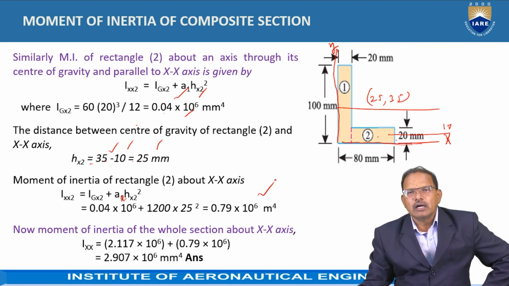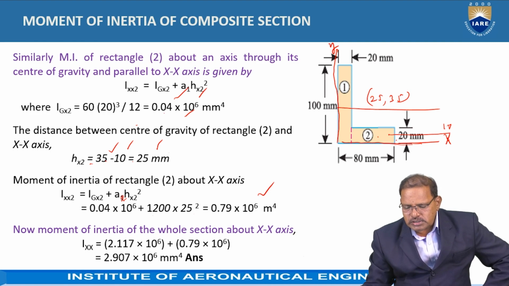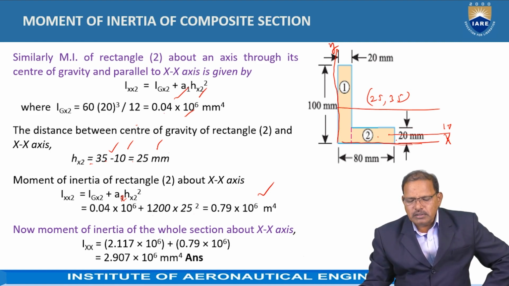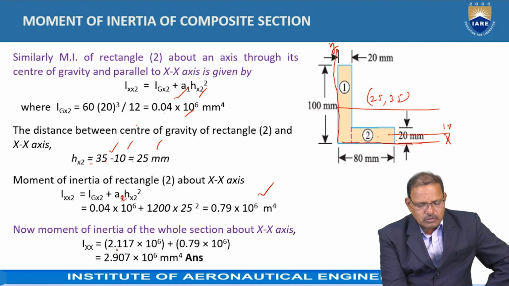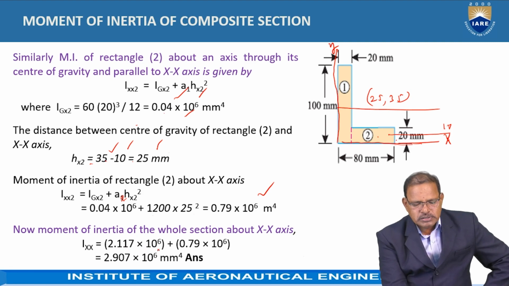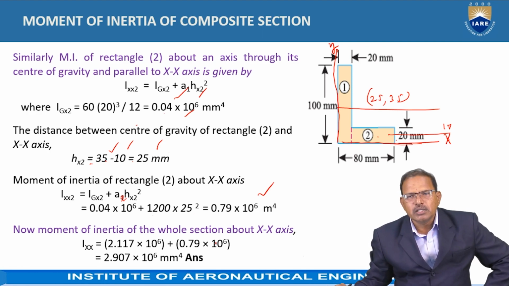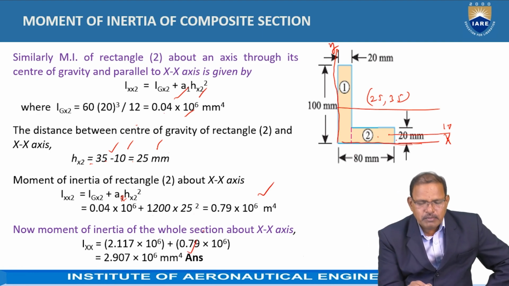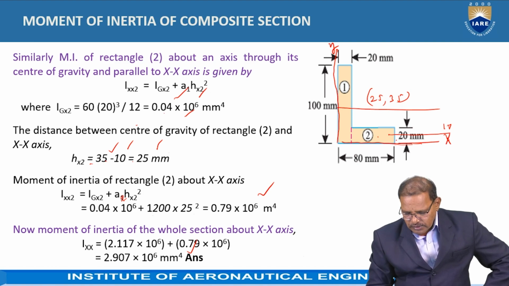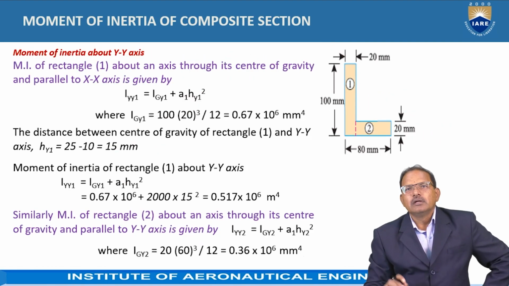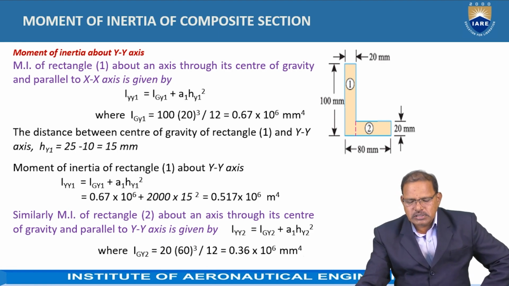Now the moment of inertia of the entire section about the x-axis is given by the sum of the moments of inertia possessed by section 1 and section 2 about that axis, which is equal to 2.117 into 10 to the power of 6 plus 0.79 into 10 to the power of 6, which is equal to 2.907 into 10 to the power of 6 mm to the power of 4. This is the answer for the moment of inertia about the x-axis. Now the moment of inertia about the y-axis is required.